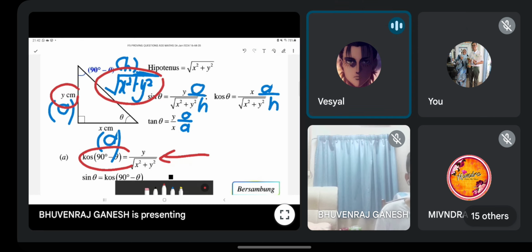So, let me just repeat lah. Cosine 90 minus theta is actually adjacent over hypotenuse, and sine theta is opposite over hypotenuse, so you get the same value. So that's it. Yeah, correct.